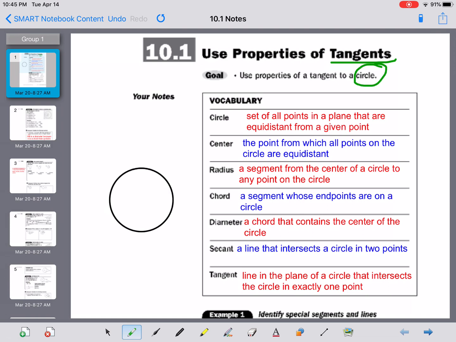So this will be kind of a new chapter for us with a new shape. So let's go through our vocab first. And again, I may run through this vocab too quickly, but remember, you can always pause your video and go back and check these definitions. So our first definition is circle, which is the set of all points in a plane that are equal distance from a given point. This is an important definition because you could see this on a standardized test.